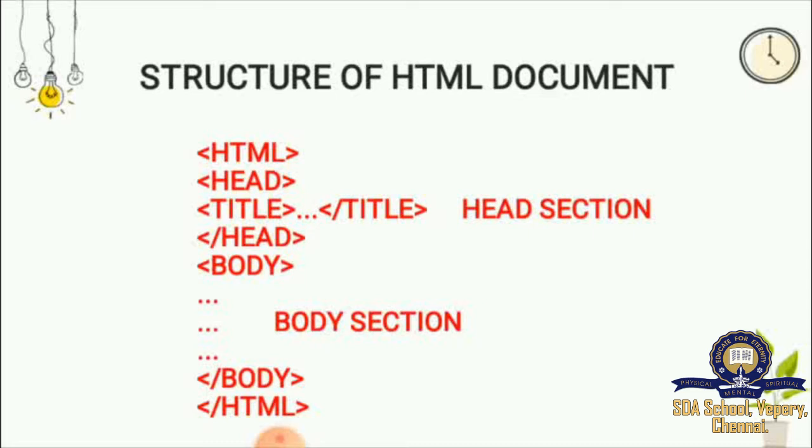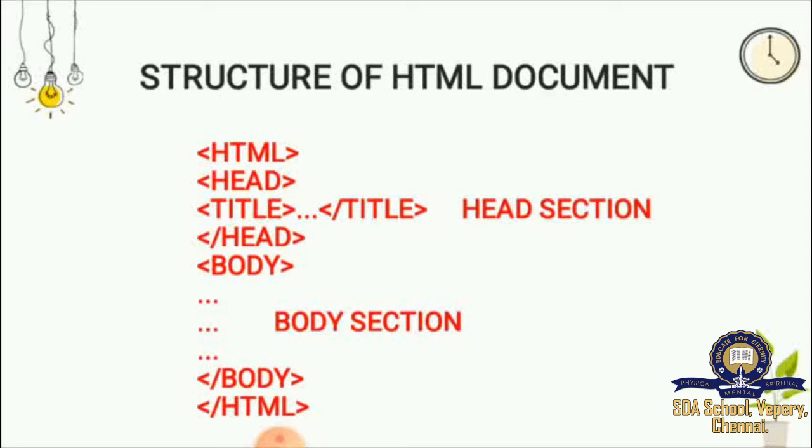Next, you can see the body section. It is the main section of the web page. The HTML body section supports all the contents such as text, hyperlinks, images, special characters, lists, tables, frames and forms, where you can add all these things in the body section.